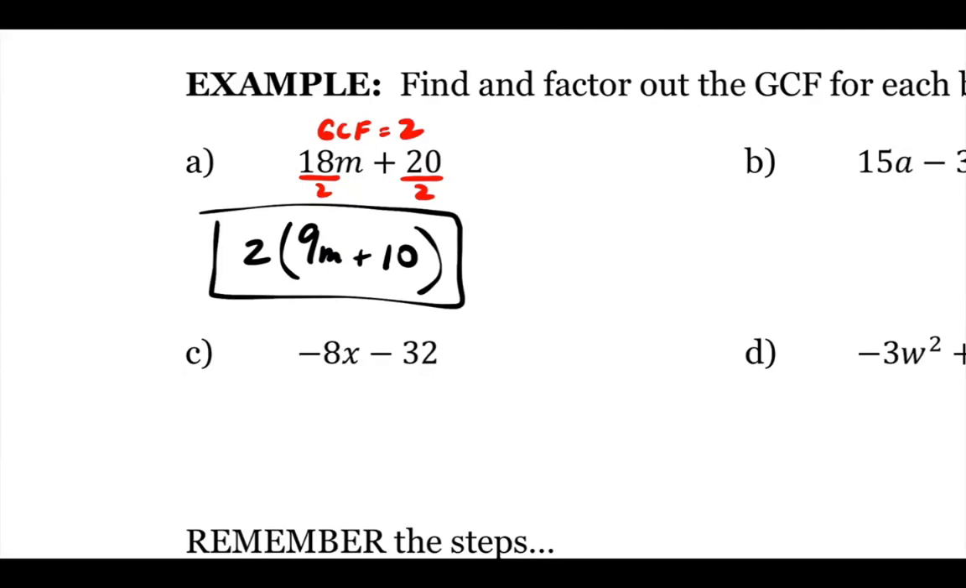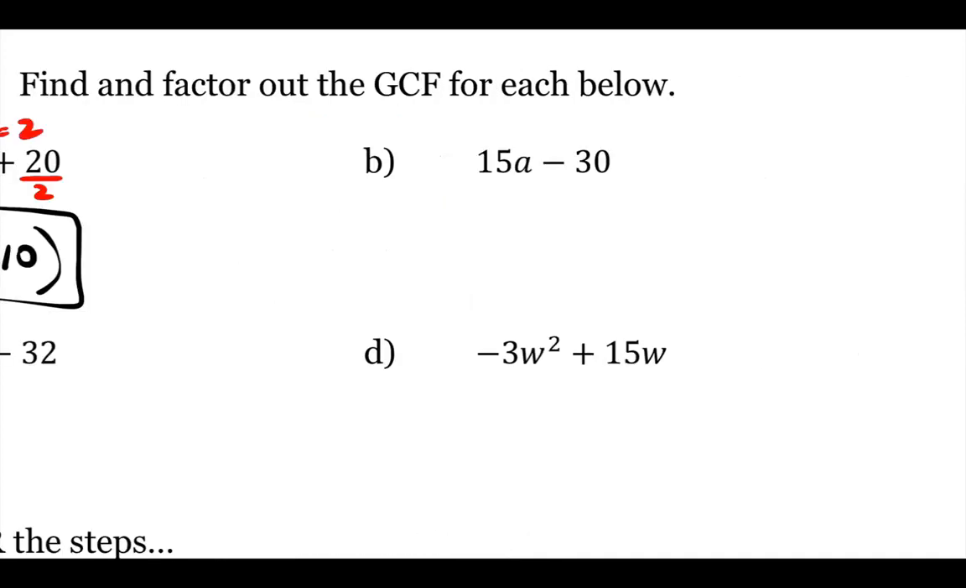Now, how do I know if I did it right? What's the way to check it? Distributive property. Yep. If I multiply, I should get 18m plus 20, and I do. Okay. The next one. What's the GCF there?